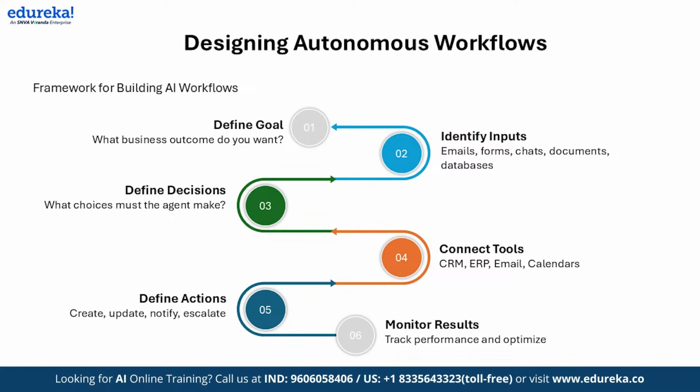Then you need to define the tools to connect. So first you identify the source system input that you're going to use. Then you're going to connect to tools, right? Tools include your database, CRM, ERP, email, calendars, etc. Once you connect to a tool, then you need to define the action. What action will the agent take? For example, create, update, notify, escalate.